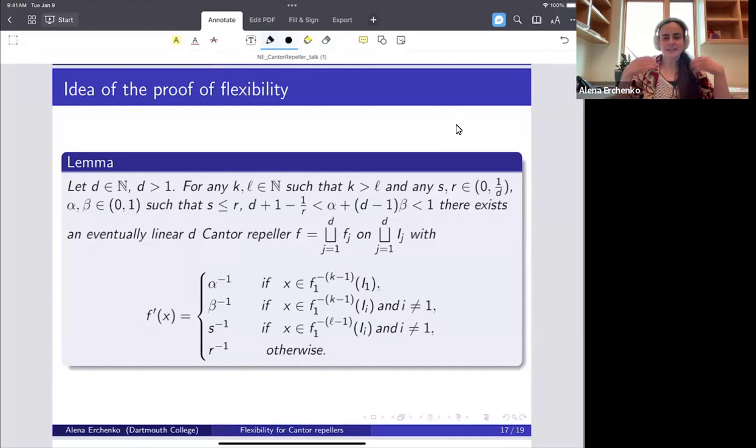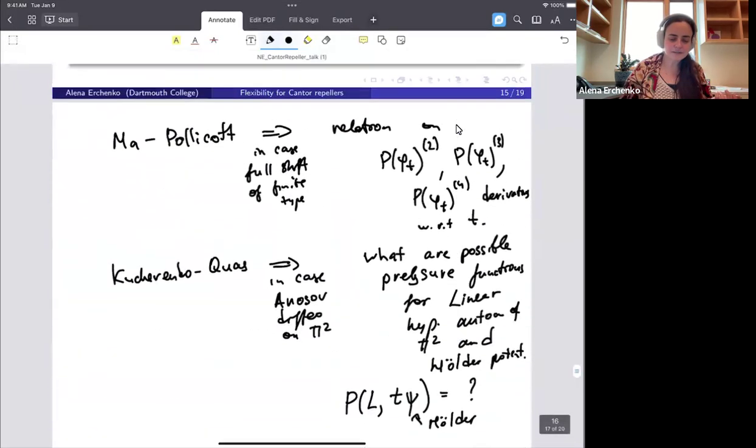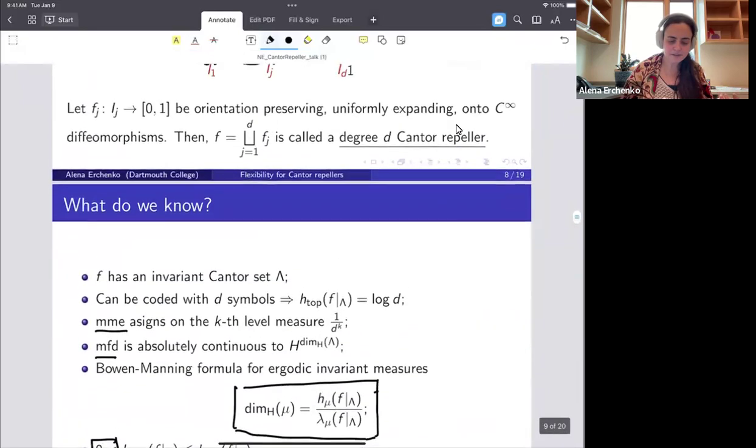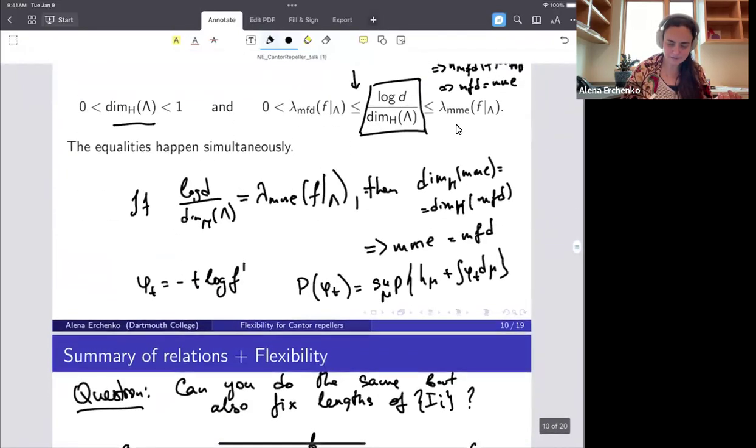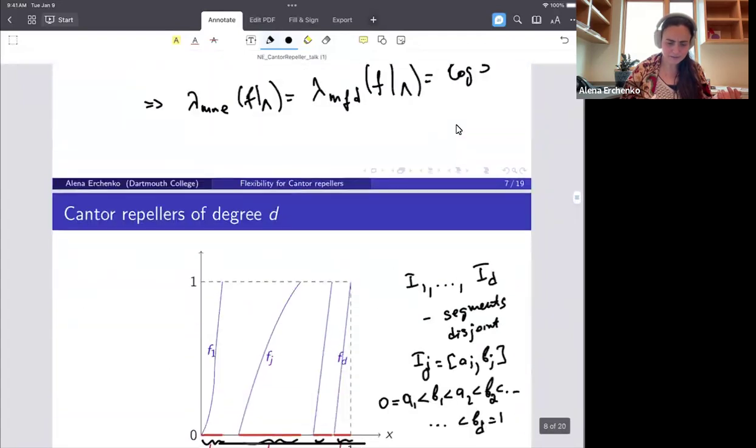So the way the measure of full dimension sees this slowing down... maybe I should say MME is a little bit easier. For MME, if you start having very short intervals, eventually the dimension of MME goes to zero, because of the relation. And for measure of full dimension, you also use the conformality property, which I described earlier.